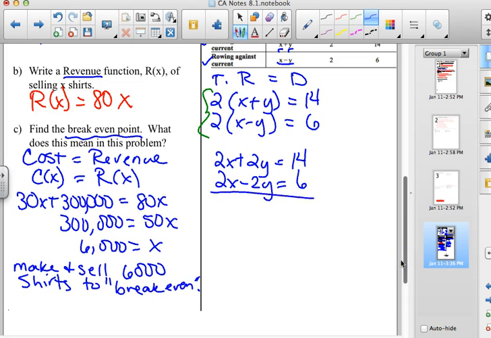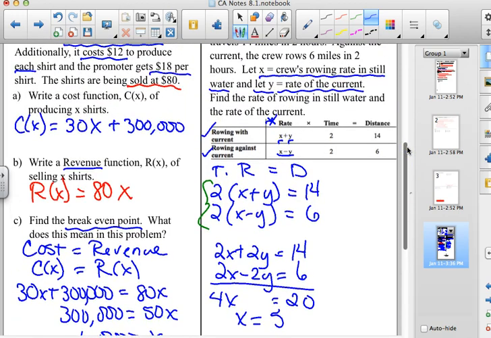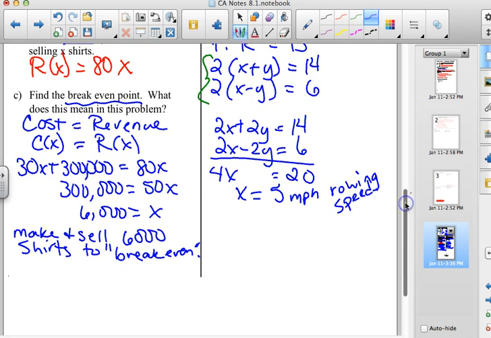If we add the two equations, 4x equals 20, which means x would have to be 5. And if you go back to what we set x up to be, it said x was the crew's rowing rate in still water. So we are going 5 miles per hour. That is our rowing speed. Okay, now to find the current speed, we need to solve for y. So we're going to plug this back in. You can plug it into either equation, it doesn't matter. I'll just plug it back in here.